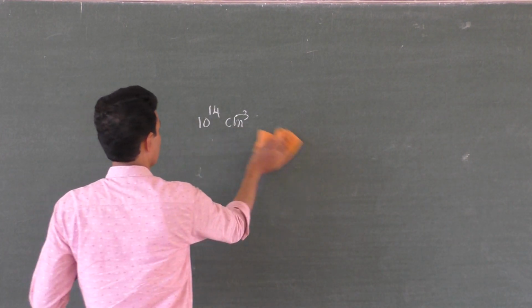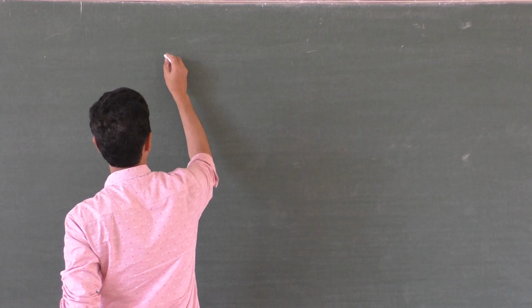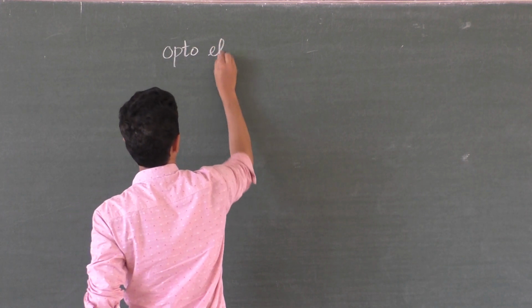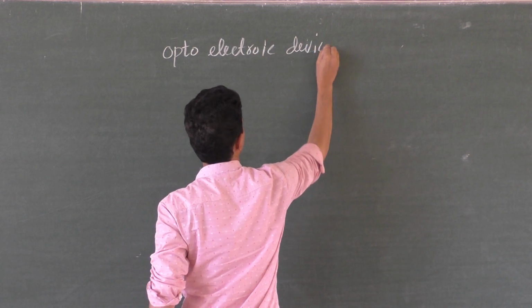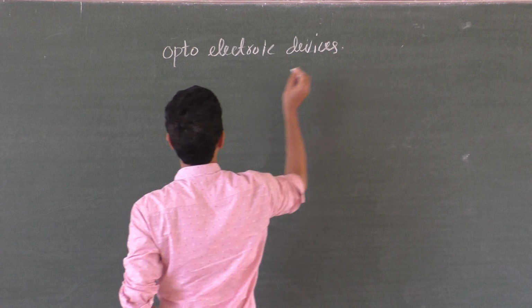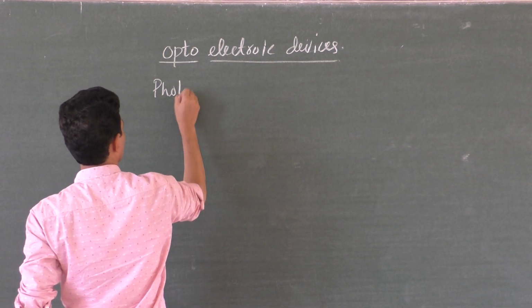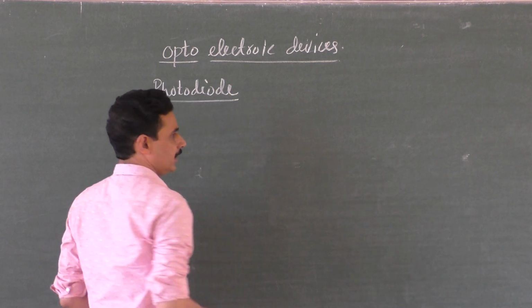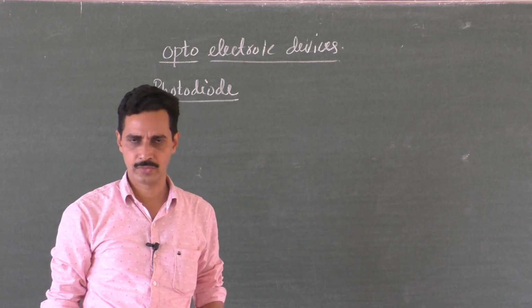Now we will go for some optoelectronic devices, again diodes, optoelectronic devices which operate under light. One is photodiode. We will see two diodes and a photocell. What is a photodiode? Photodiode is a PN junction diode once again.